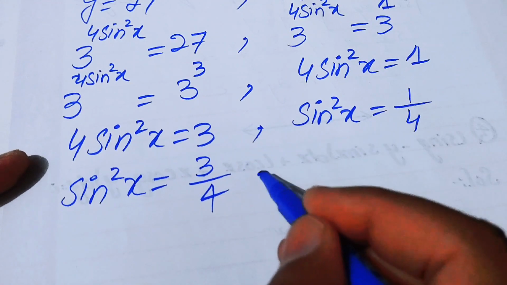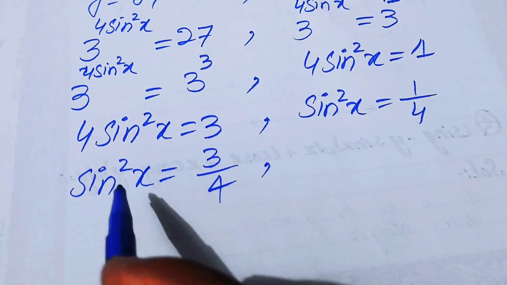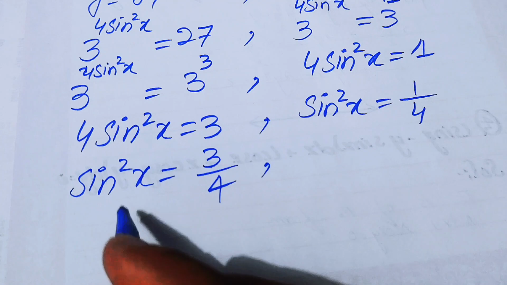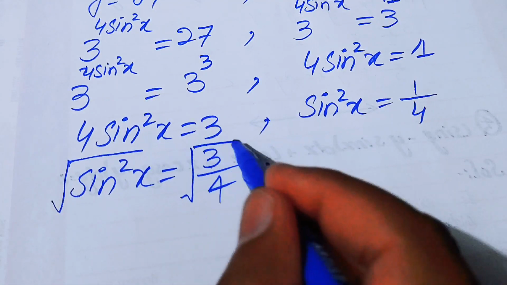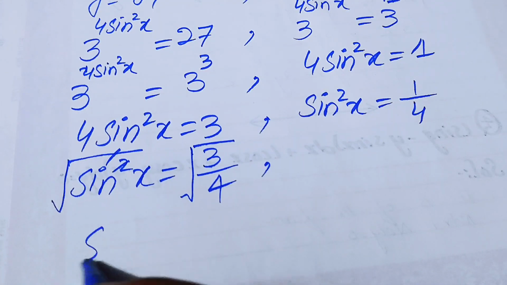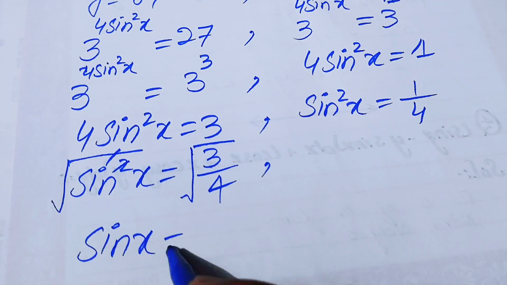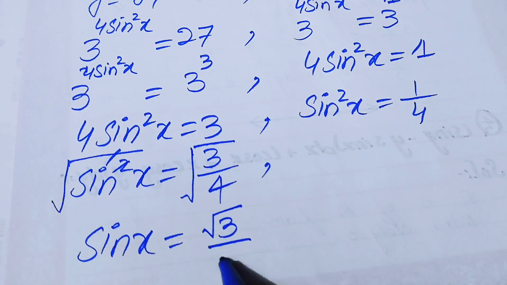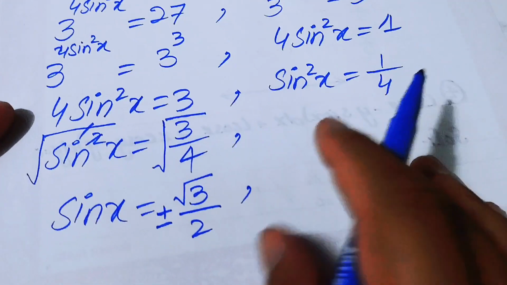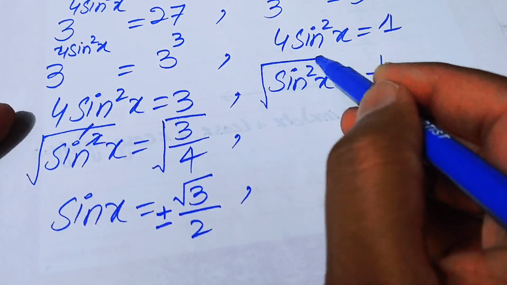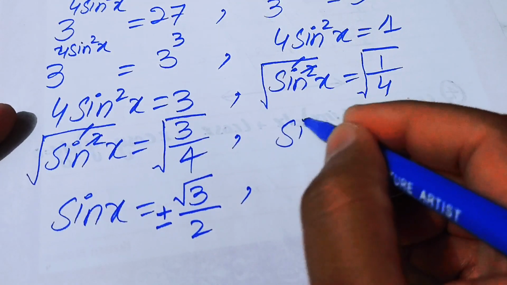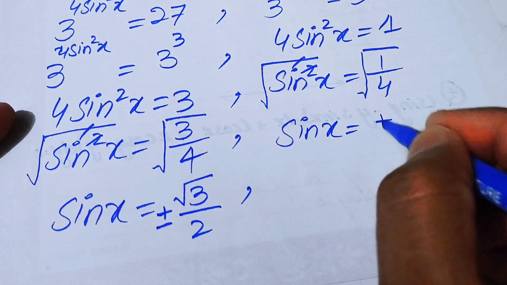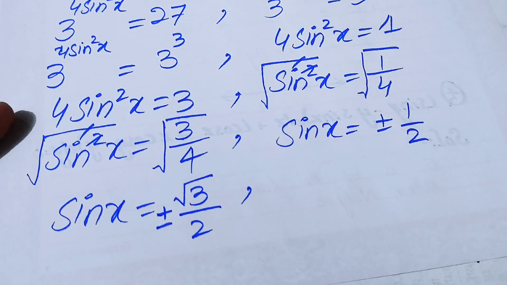So now we take the square root on both sides of this term, so that you will get the output in this form. The square and square root are gone, and here you get the value of sine x is plus minus square root 3 over 2. Similarly, here we take the square root on both sides, so the square and the 2 are gone, and you get sine x is equal to plus minus 1 over 2.